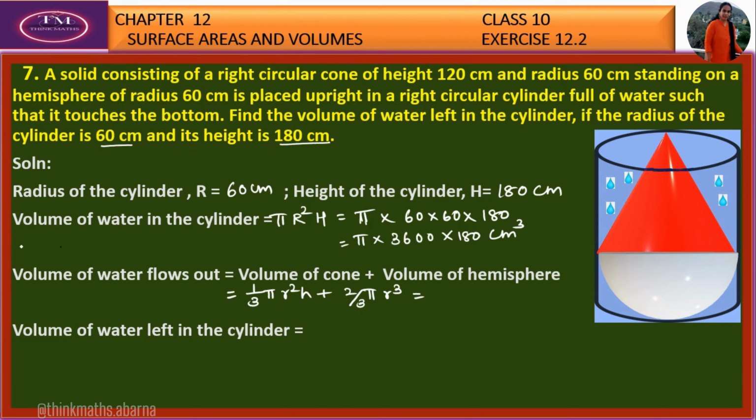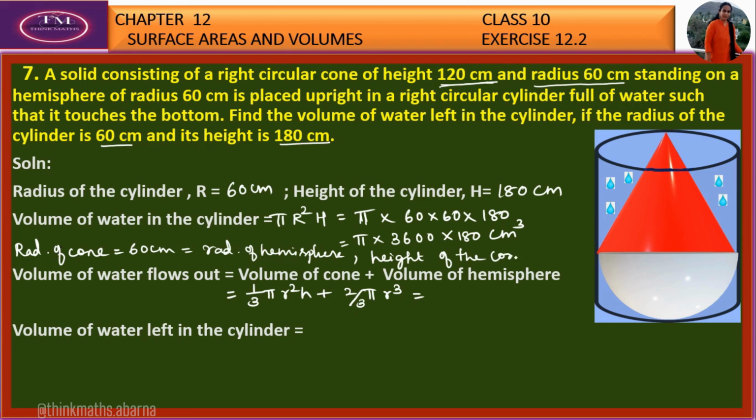So here let me write radius of cone. This is the radius of the cone. It is given that a right circular cone consisting of height is 120 centimeter and radius is 60 centimeter. So radius is 60 centimeter, which will be equal to the radius of hemisphere. Both the radius of hemisphere and radius of cone are same. What is the height of the cone? Height of the cone is 120 centimeter. So height of the cone h is equal to 120 centimeter.